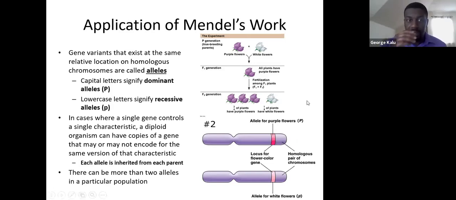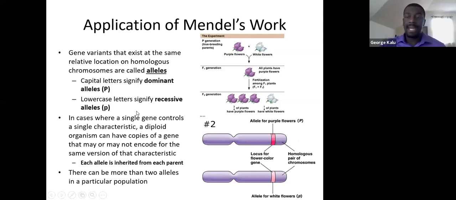These are all variations of different genes. Genes are always going to be found in the same spot, but the DNA sequences within that particular gene are going to be different. Those different gene sequences are what we refer to as alleles. We signify our alleles as either dominant alleles or recessive alleles. Dominant alleles are always signified by a capital letter, like we see with this capital P here, while recessive alleles are always signified by a lowercase p, or a lowercase letter.